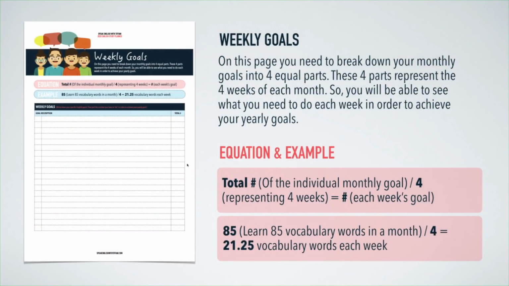So again, let's look back at the equation. The equation is total number of the individual monthly goal divided by 4, representing 4 weeks, equals the number you're going to do each week, okay? So remember I had 85. So 85 vocabulary words in a month divided by 4 equals 21.25 vocabulary words each week. Come on now, 21.25 vocabulary words a week, that's not that bad. The number is getting smaller and smaller. And as long as you follow these equations, you will be able to achieve all of your goals.